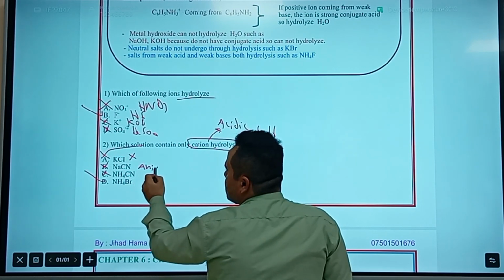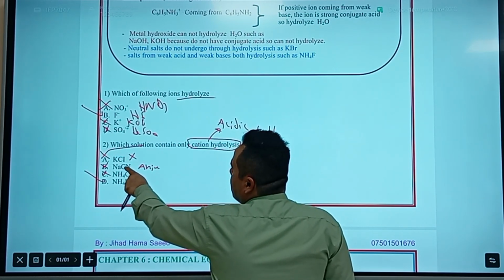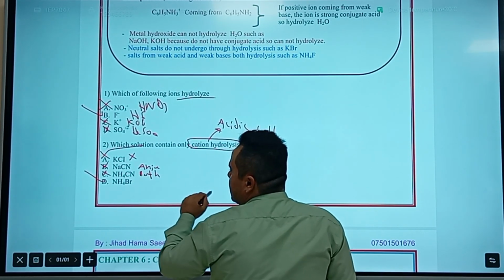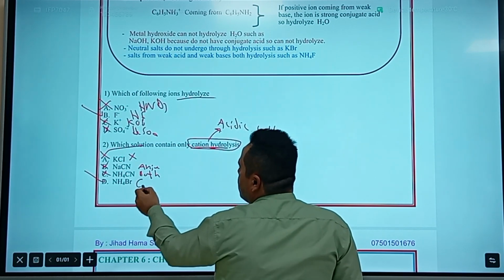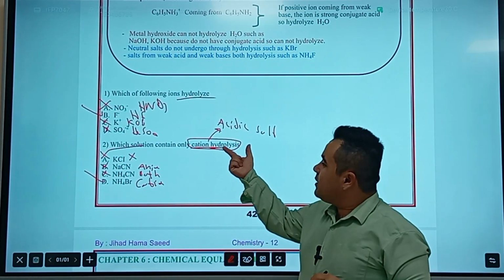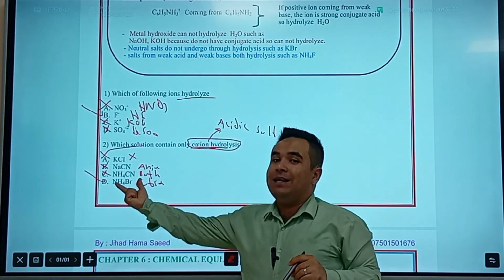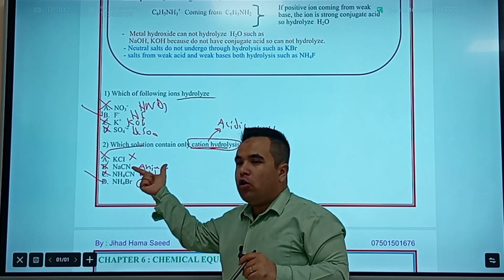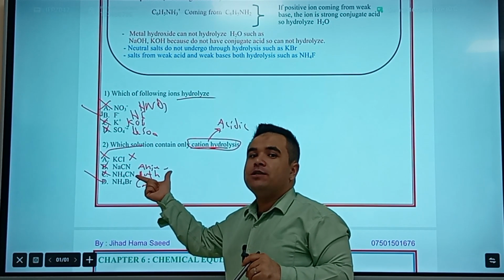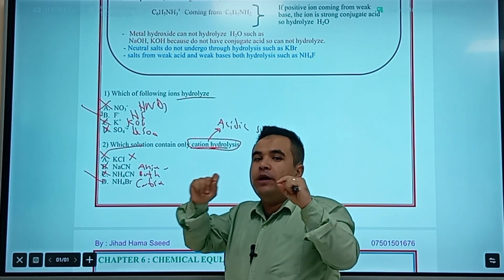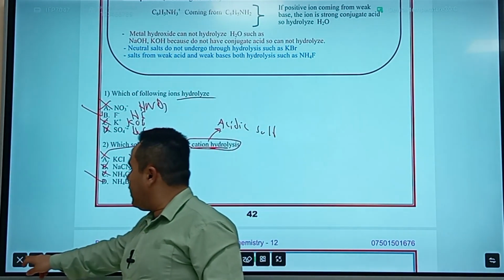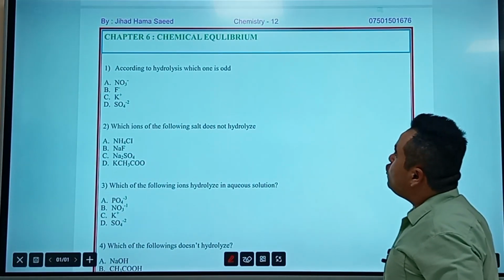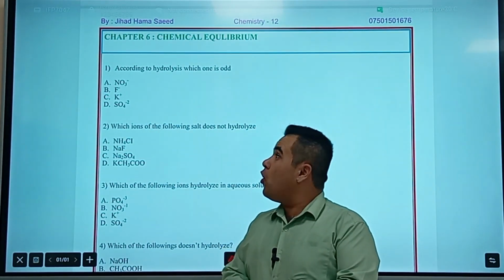This is anion hydrolysis. Why? Because CN is a strong conjugate base from a weak acid. This is both hydrolysis, C. But D is what? Cation hydrolysis. So whenever it requires cation hydrolysis, choose an acidic salt. Whenever it requires anion hydrolysis, choose a basic salt. When it requires both hydrolysis, choose a salt from weak acids and weak bases, guys. More questions? According to hydrolysis, which one is odd? Which one is odd?